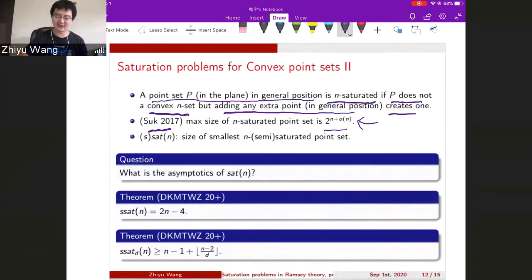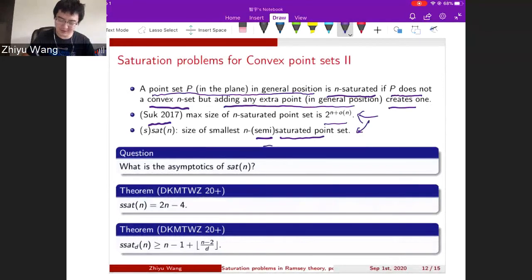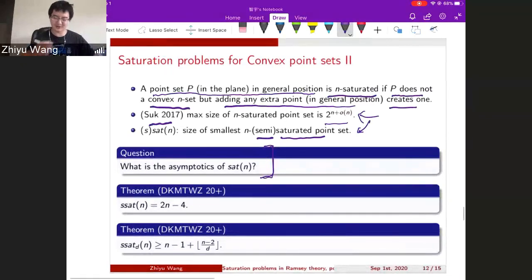So here the analog is: what is the size of the smallest n-point either semi-saturated or saturated point set? It turned out we don't know about the saturated analog of this problem. We don't even know the asymptotics. Is it linear? Is it polynomial in n? Is it exponential in n? We have no idea. So this is a wide open problem.